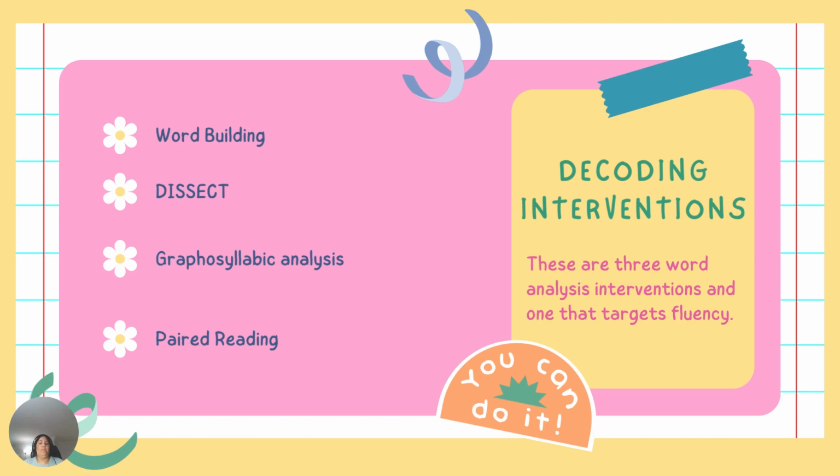Today, we're going to be discovering decoding interventions. These are three word analysis interventions, the ones that we're going to study, and then we're going to talk about one that targets fluency. We will have word building, DISSECT, graphosyllabic analysis, and pair reading.